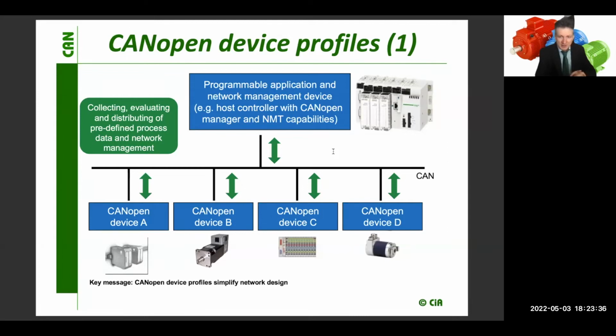So CANopen device C is a modular I/O system, which allows us to do some additional communications. This is an example of a simple network. We just put it in there. And CANopen device D is, for example, a position encoder, which helps to identify the position for the drive and tells it where to move to perform the movement.